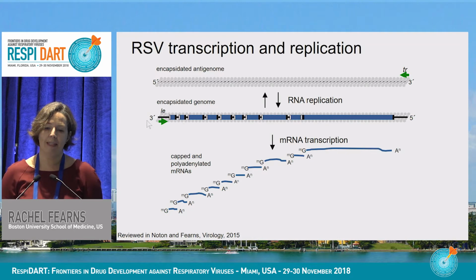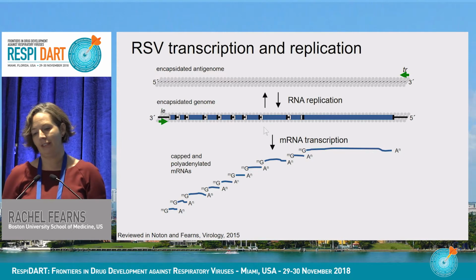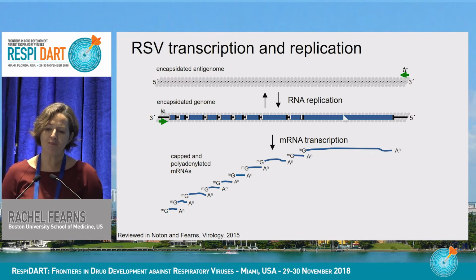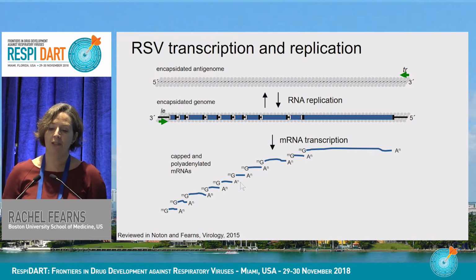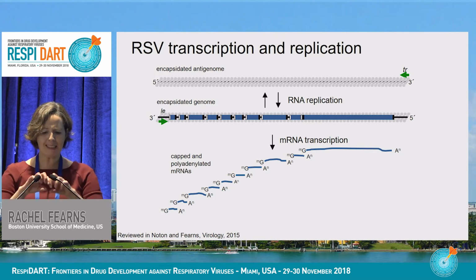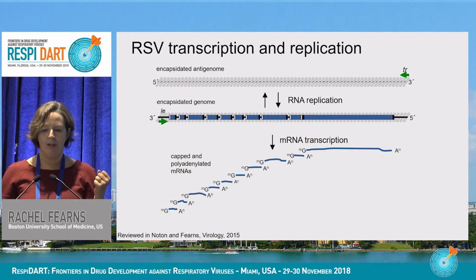What happens during replication is that, again, the polymerase is going to bind to this promoter region, but in this case, it disregards all those signals and synthesizes the full-length complement, this antigenome, which then acts as a template for genome synthesis. One of the differences between transcription and replication is that the replication products get encapsulated with a protein called nuclear protein, or N protein, as they're synthesized. If you can imagine it like beads on a string, it forms this helical ribonucleoprotein structure, which I've illustrated here.